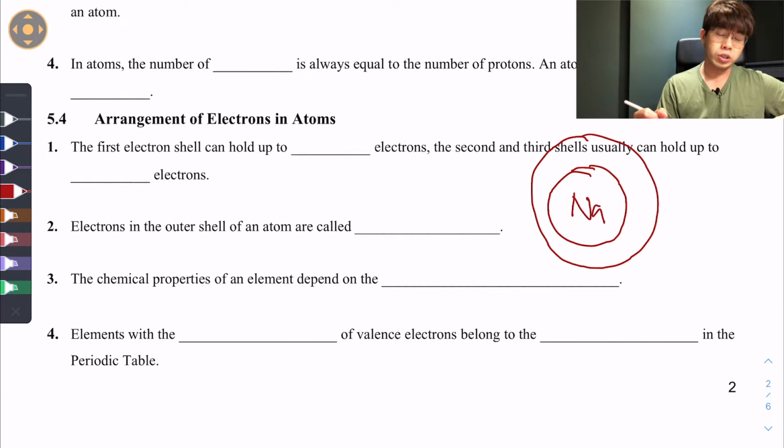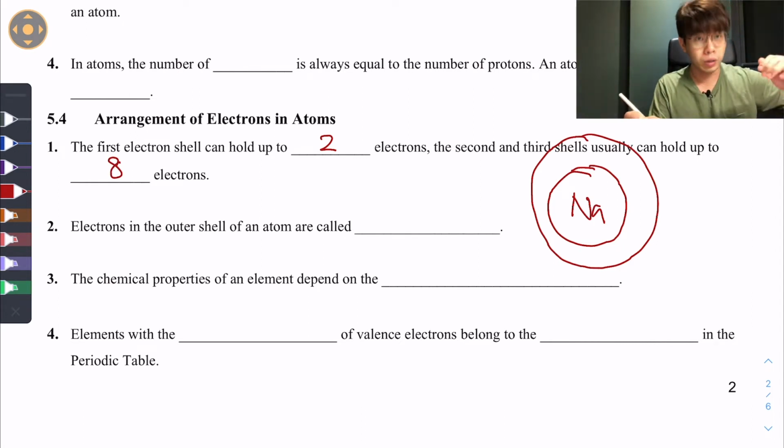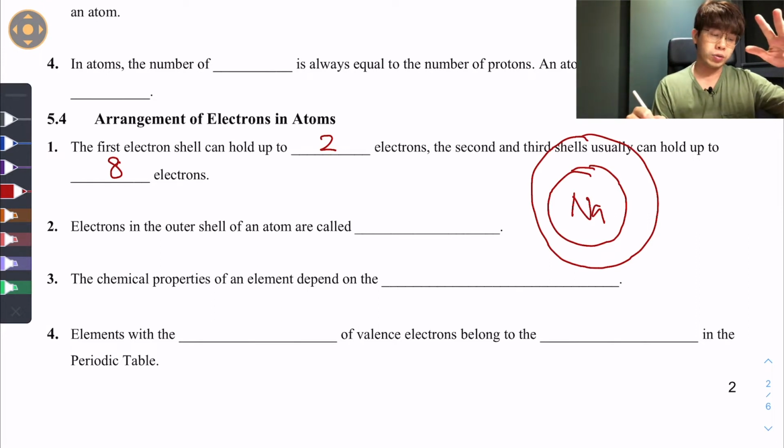So the first electron shell can hold up to 2 electrons. So only 2 electrons in the first shell, and the second and the third shell can usually hold up to 8 electrons, and this is definitely true at the O levels. Okay, so first shell 2 electrons only, and the second and third shell 8 electrons.